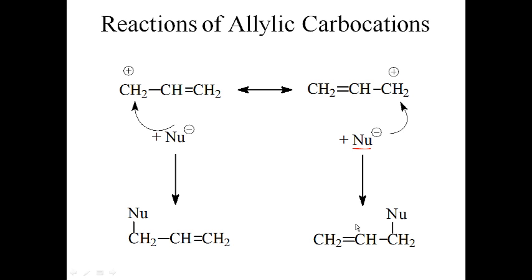Now, what happens when the allylic carbocations become asymmetrical? So for instance, let's say that I add HBr to this alkene. Okay, the first thing I'm going to do is I've got an H plus and a Br minus. I'm going to go ahead and add the H plus to the double bond. I'm going to do this by Markovnikov's rule.